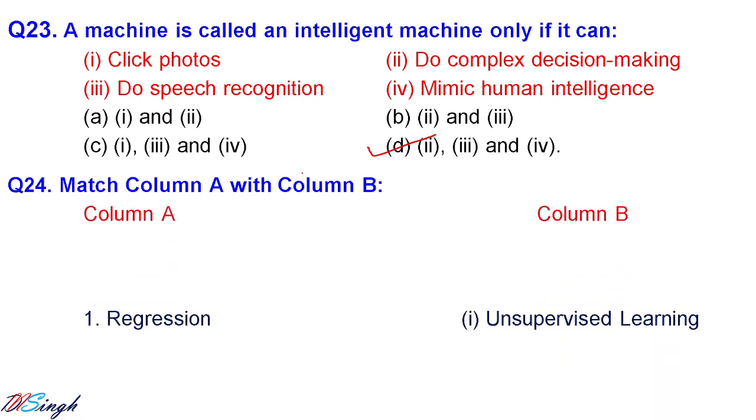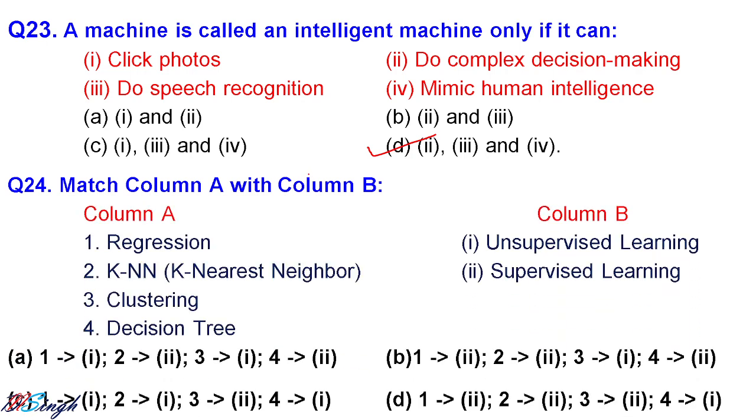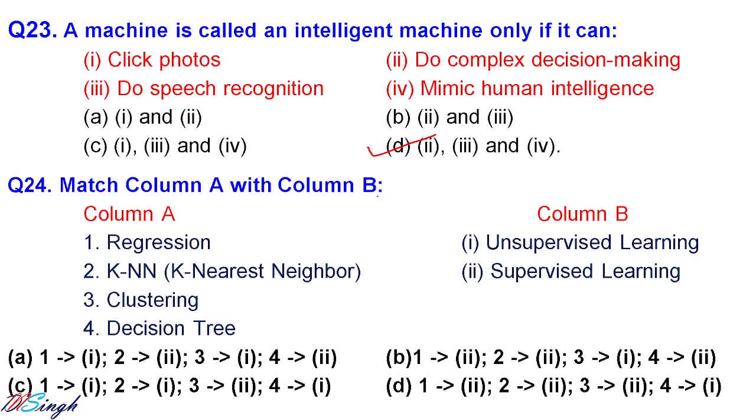Match column A with column B. Okay, fine. This question is a little bit more than 10th standard. Regression, as I told you, matches to supervised learning. So for the first, second, A and C are eliminated, B and D are there. Okay, K nearest neighbor is also a supervised learning algorithm. So the second also matches with this. So these two are going to match like this. So B and D are eligible options.